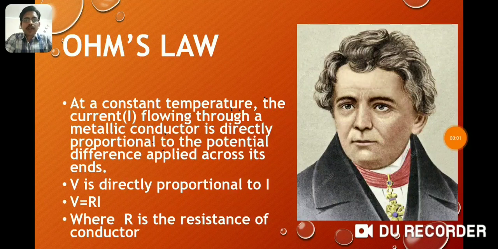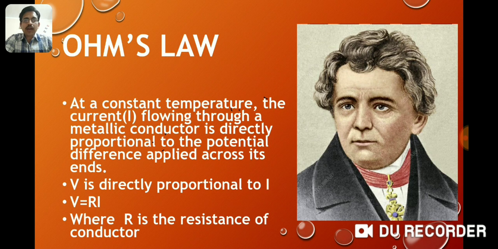In this video of chapter electricity, we will learn Ohm's law and its application. At a constant temperature, the current I flowing through a metallic conductor is directly proportional to the potential difference applied across its ends. That is, V is directly proportional to I, or V is equal to RI. This is the mathematical expression of Ohm's law. This law was given by George Simon Ohm, whose picture you can see on your phone screen.